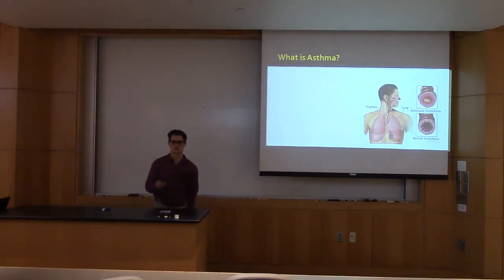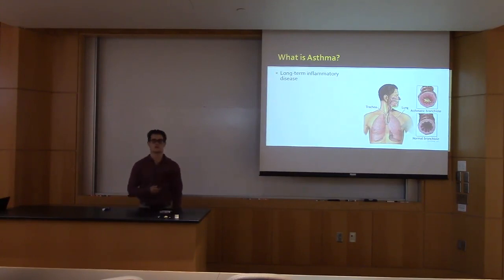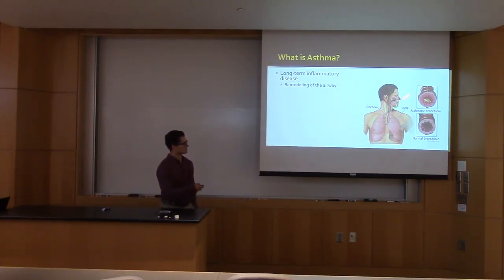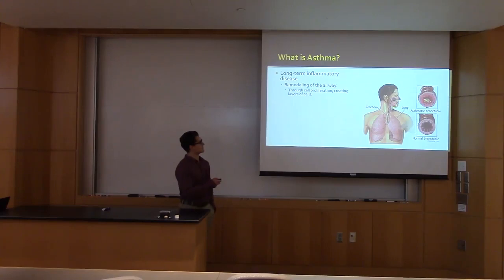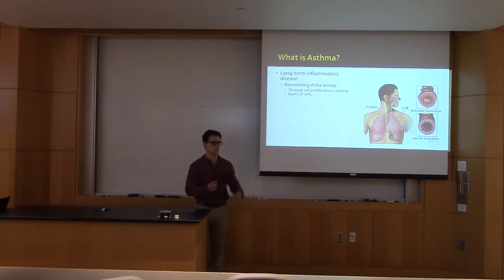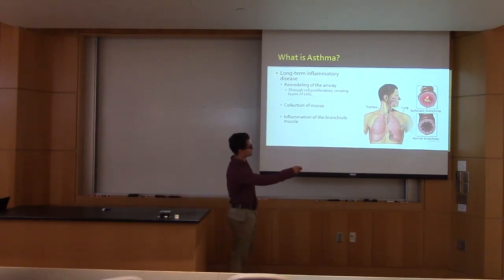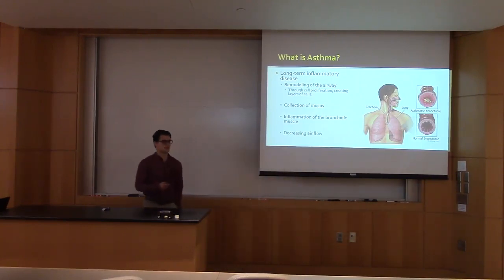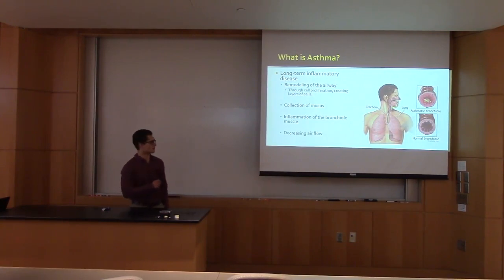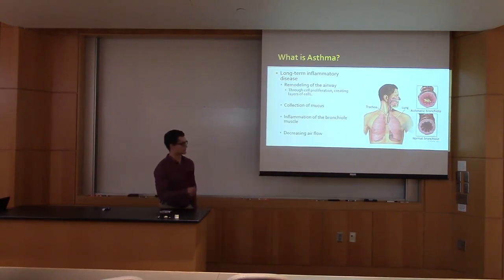So what is asthma? This is more of my definition. Asthma is a long-term inflammatory disease, which is due to the remodeling of the airway, as we can see over here, an asthmatic bronchial muscle as opposed to a normal bronchial muscle. This is due to cell proliferation, adding cell layers to this bronchial muscle, as you can see, almost constricting the airflow. Also, we see a collection of mucus inside. This also decreases the airflow. And there's inflammation of the bronchial muscle, just this red inner lining. So basically, asthma is just the decrease of airflow as opposed to the normal person.